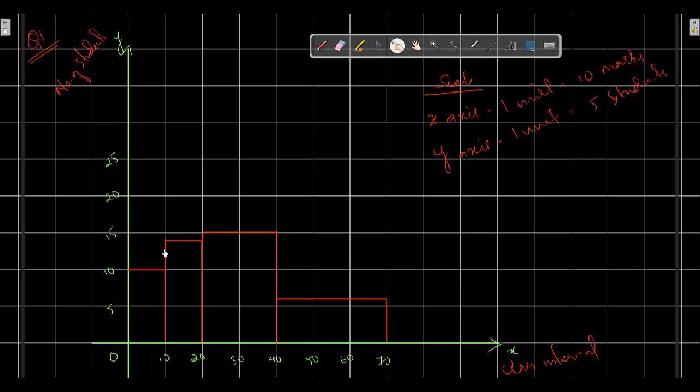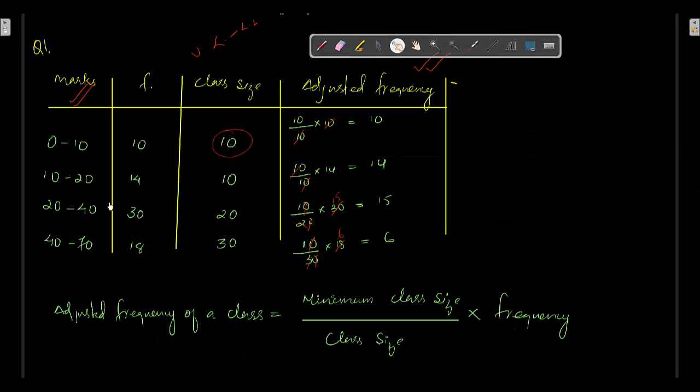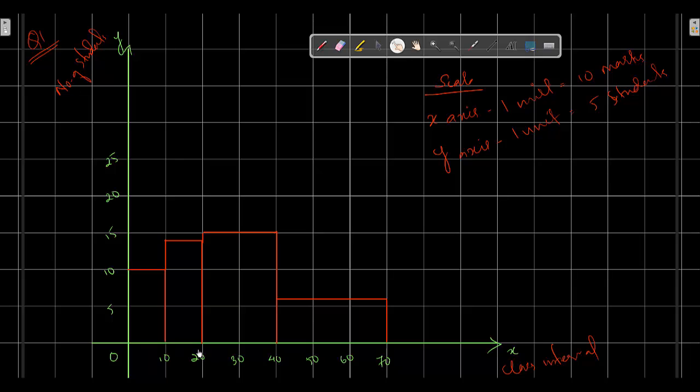Next is 20 to 40. 20 to 40 is 15 students. So it is not 20 to 30 in your textbook. If you see carefully, it says 20 to 40. So from 20 to 40, you have to bring it and then make a line till 15. So 20 to 40 is 15 students.